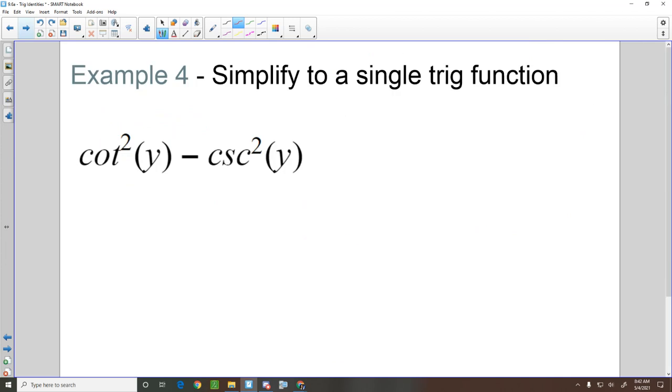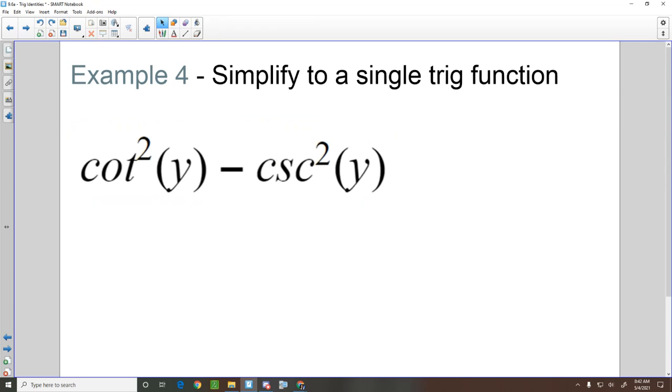Try this one on your own. This will be our last one for today. Cotangent squared. Now look, I used a new variable y. It's the same as x, same as theta. I want you to get used to seeing different variables in there. So if you've got the cotangent squared of an angle and you're subtracting the cosecant squared of that same angle, what would that be?